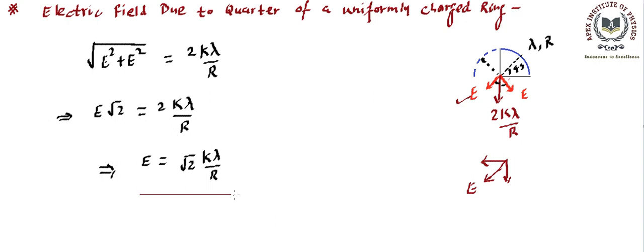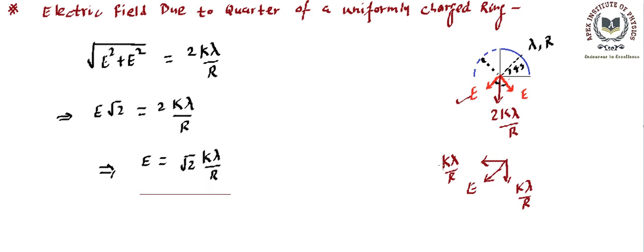That x component, if we make the x component at this 45 degree, we can call it k lambda upon r, and this component is also going to be k lambda upon r. So again the point is the quarter of the ring will have two components, one in the horizontal direction, another in the vertical direction, to give this angle bisector field, right?